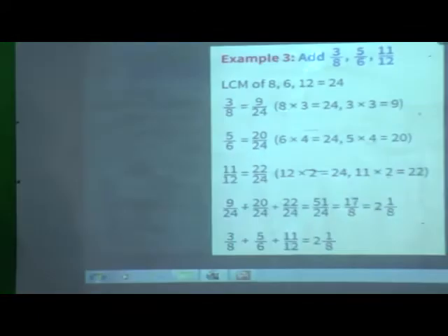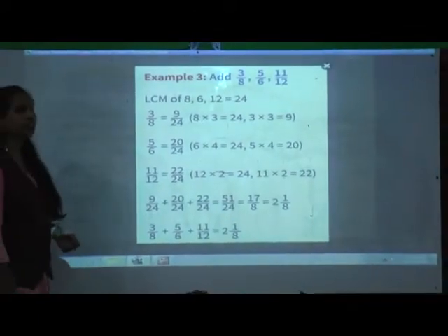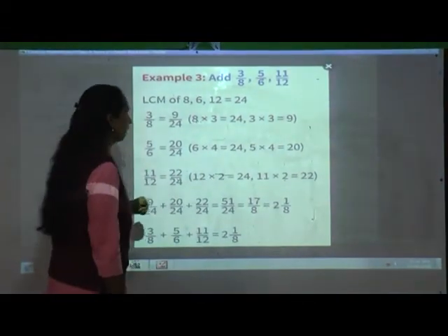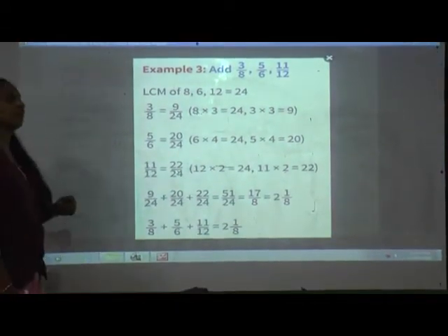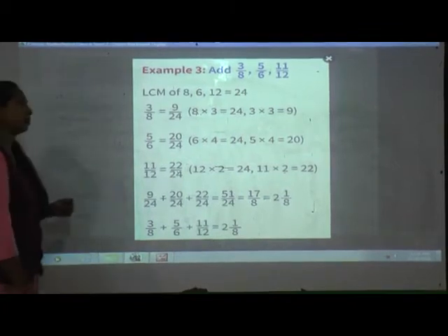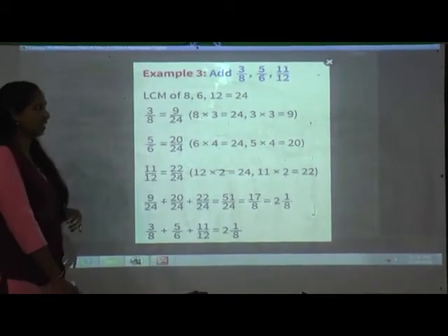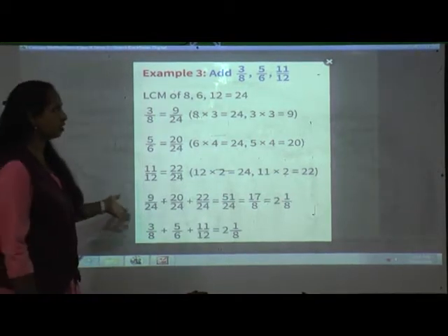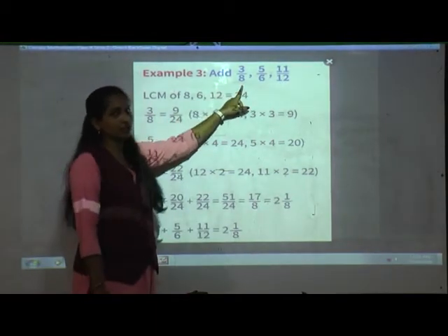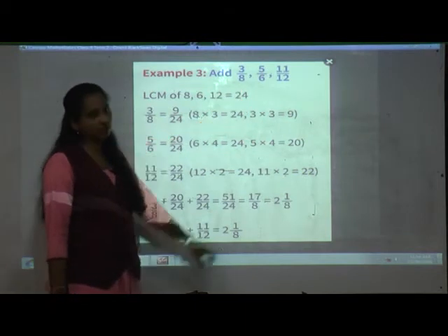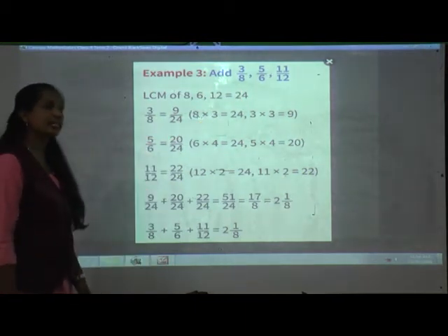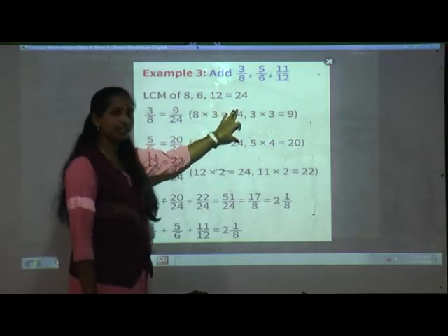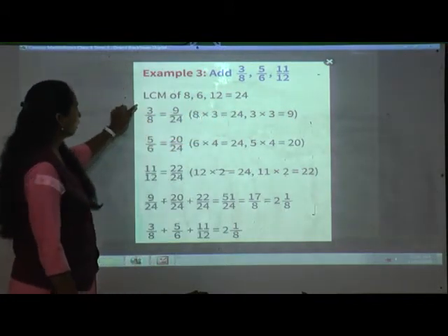Just have a look. What is example number 3? Add 3 upon 8, 5 upon 6 and 11 upon 12. First we need to find the LCM of the 3 numbers because the denominators are not the same. So first we have to convert these unlike fractions into like fractions. Like fractions means the denominators will be the same. The LCM of 8, 6, 12 is 24.